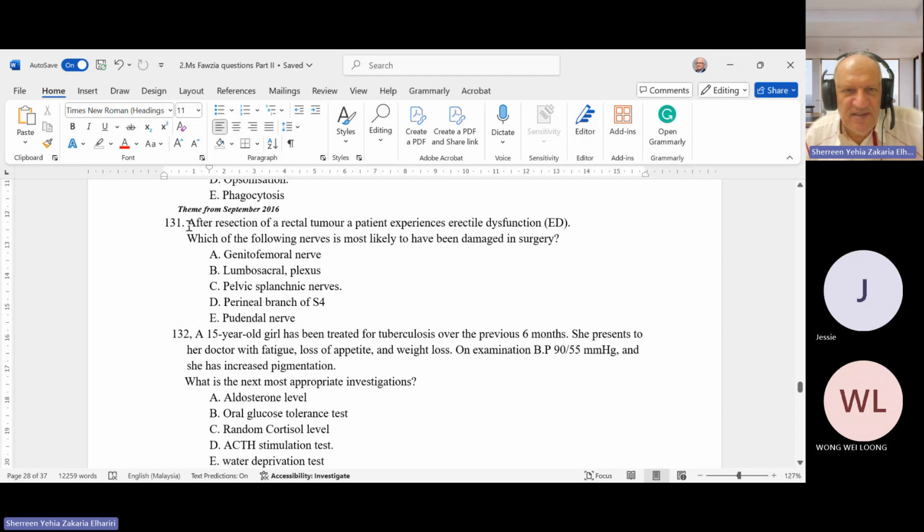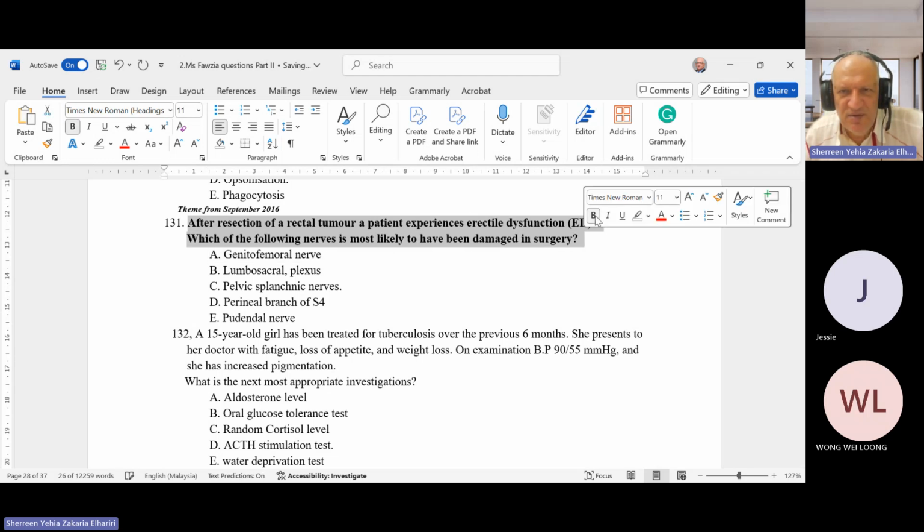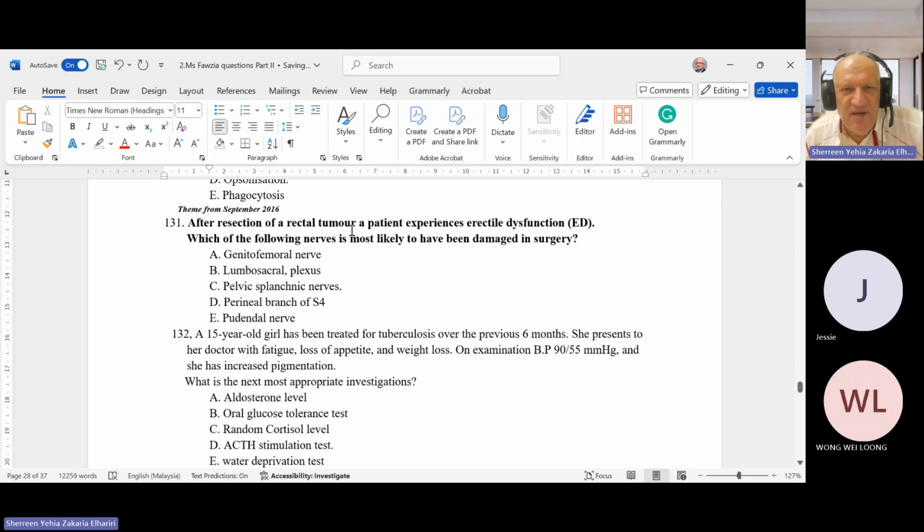Next question. After resection of a rectal tumor, the patient experiences erectile dysfunction, and also this is a common question. Of course, after abdominoperineal resection or rectopexy for rectal prolapse, the patient signs the consent for erectile dysfunction. Here they ask about, of course, erectile function or erection, which is parasympathetic. So anything sympathetic is not included. So what is the nerve responsible for erection? Anyone?